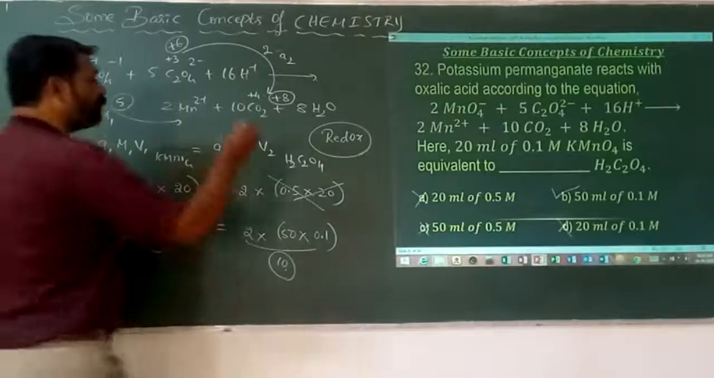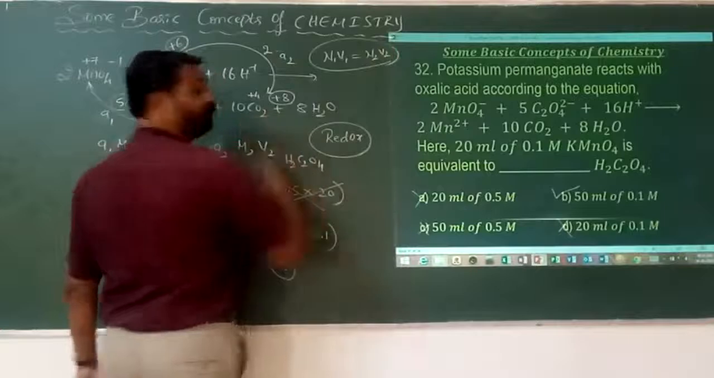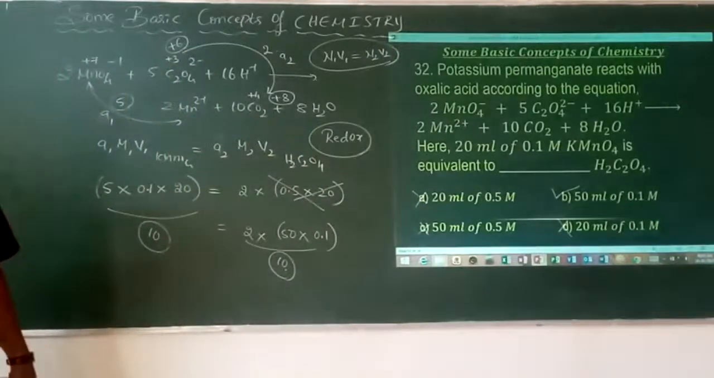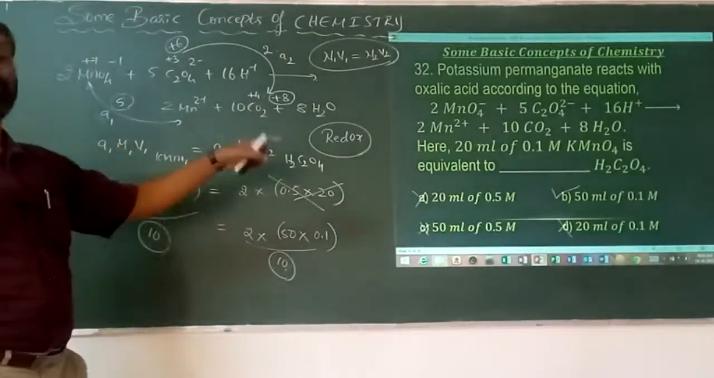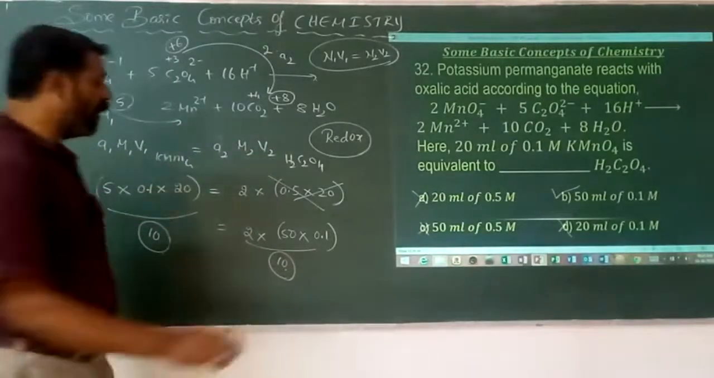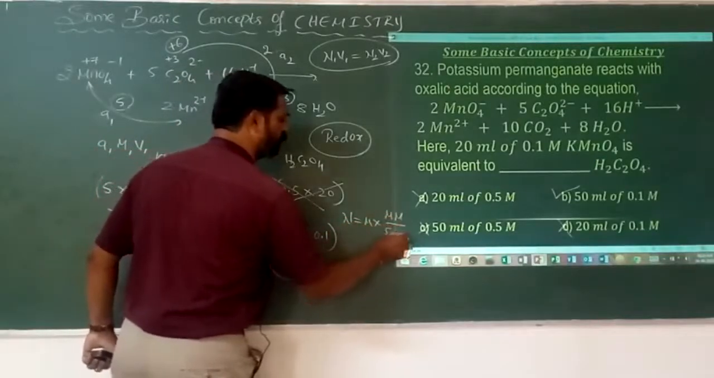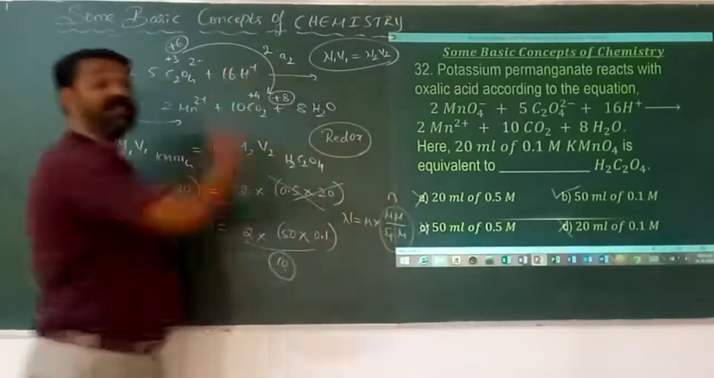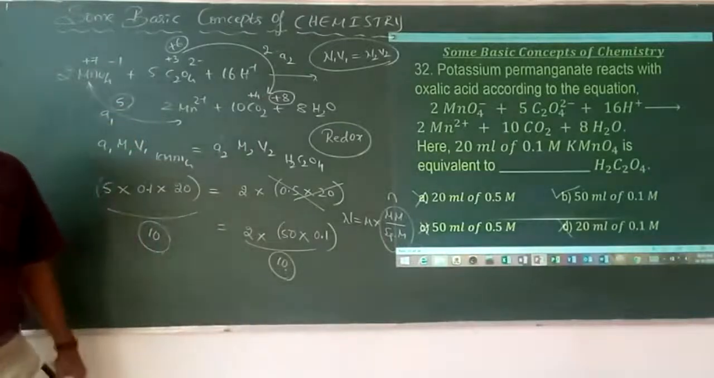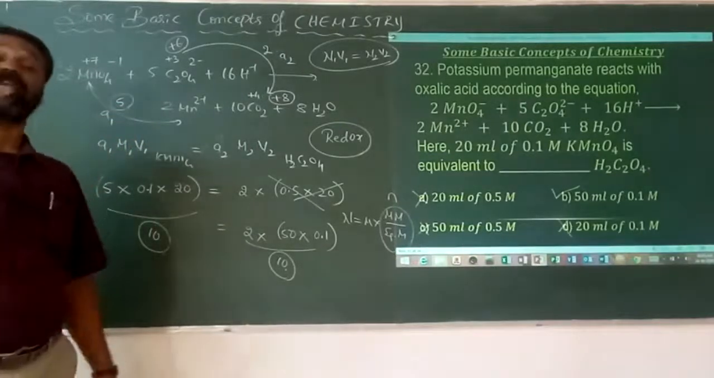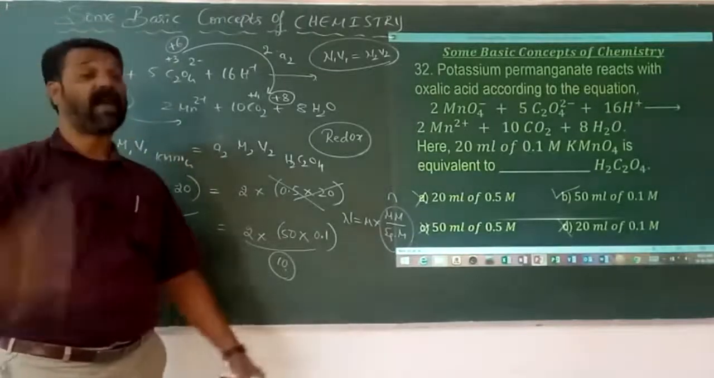If it is normality, N1 V1 is exactly equal to N2 into V2 for any type of solutions. Suppose it is in molarity, it is A1 into M1 V1 is equal to A2 into M2 into V2. Why? Because normality is equal to molarity into molar mass by equivalent mass, and this is also called n. What is n here? If it is an element, it is called valency. If it is an acid, it is called basicity. If it is a base, it is called acidity.